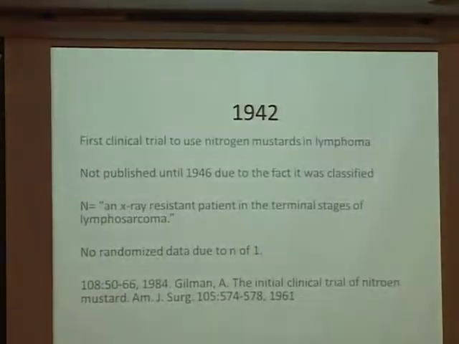Next slide. So in 1942, one patient got exposed to nitrogen mustard as an experiment. And it kind of worked. So this was somebody who had lymphoma, and they had been treated with x-rays, and it no longer worked. So they then gave that patient nitrogen mustard. And it worked. Sort of. Didn't cure it. But it shrank it for a while. But they didn't publish this till 1946 because it was considered a war secret. So it didn't get published for another 4 years.